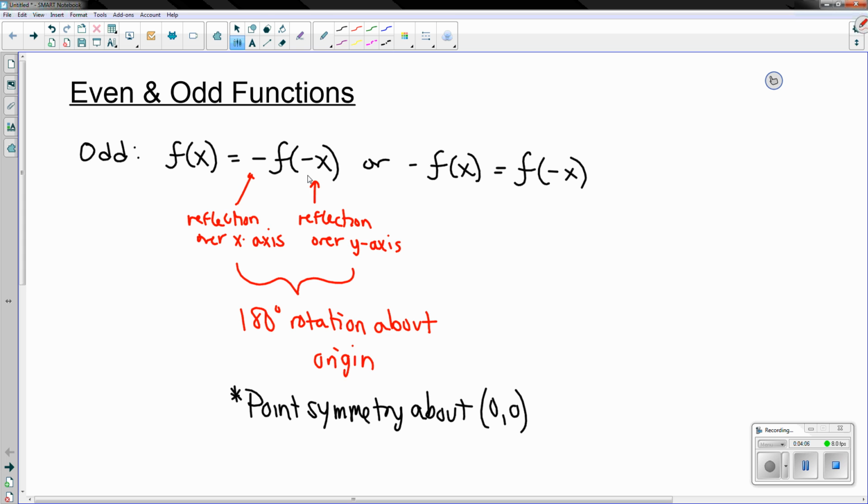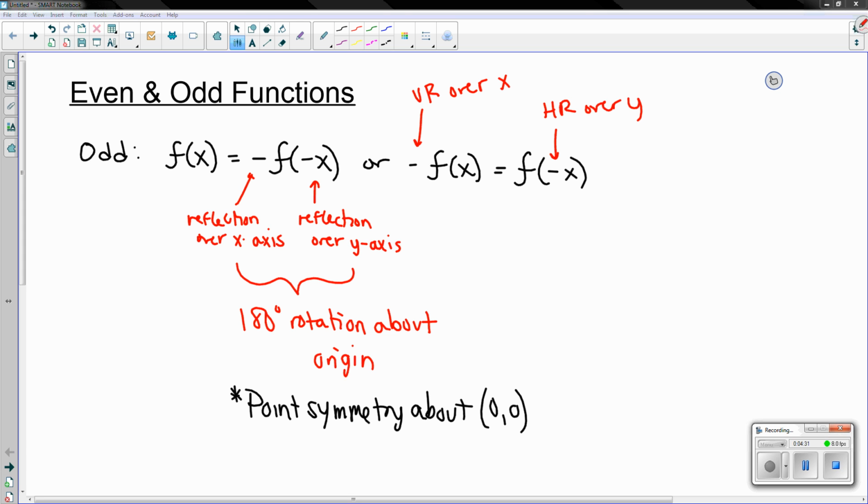For the alternative definition over here, we can still see we have that horizontal reflection over the y-axis, and we still have the vertical reflection over the x-axis. So we're saying that if we were to look at the reflection over x and look at the reflection over y, would that result in the same figure? So that's your alternative definition.